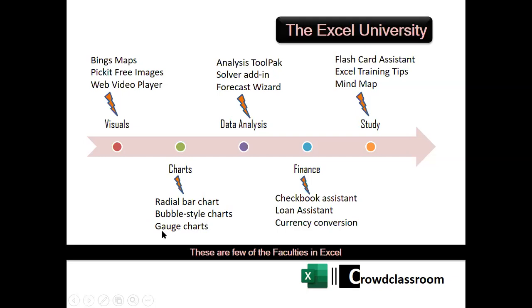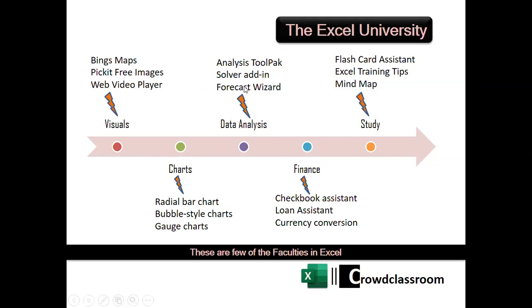Then you have the gauge chart. This looks like a speedometer. It's also embedded. You just need to activate it and you're fine. For those that want to do data analysis, we have the analysis tool pack. That is where you'll be able to do your regression, your correlation, your ANOVA, your t-test, and every other thing. Then we have the solver admin tool that makes it possible to do complex and automated mathematical functions.